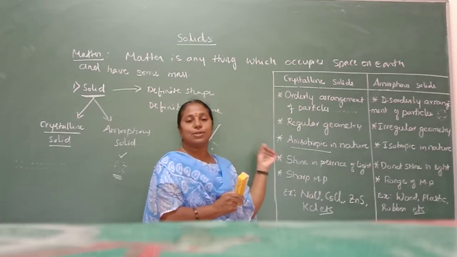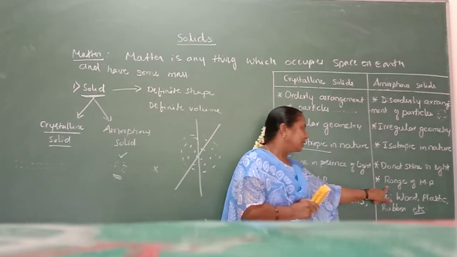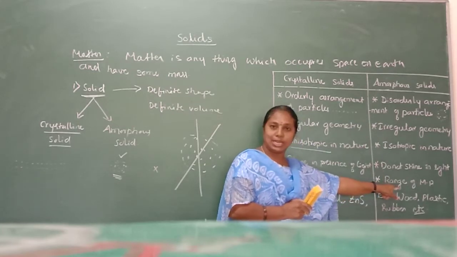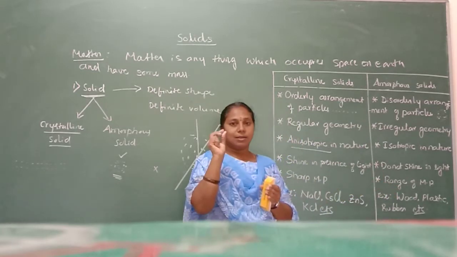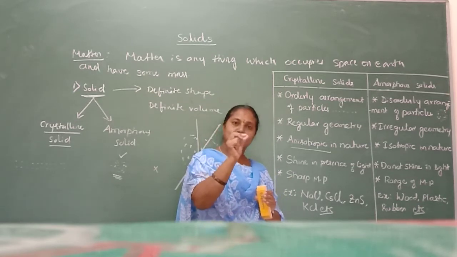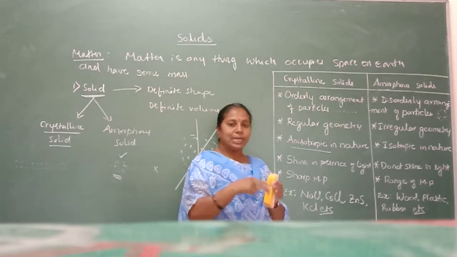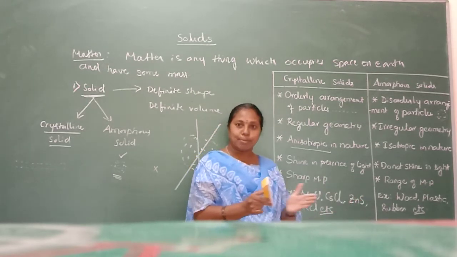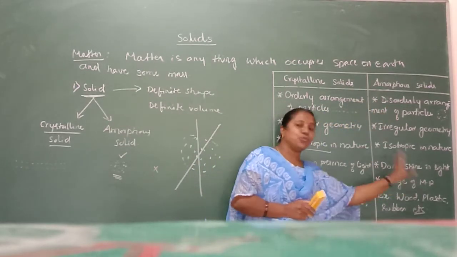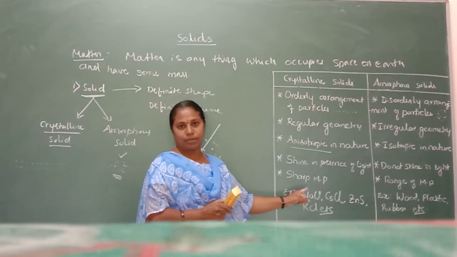That takes place suddenly. In case of the amorphous solids, the melting point has some range. That means the amorphous solid particle will undergo softening first and then undergo liquefaction. So it takes some time, some range, so we can say that amorphous solids have a range of melting point and the crystalline solids have a sharp melting point.